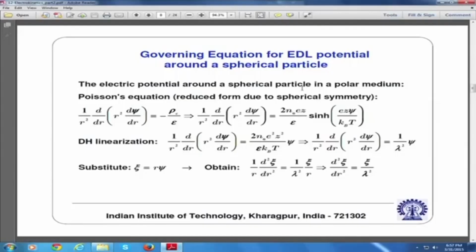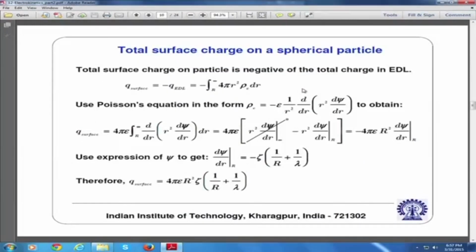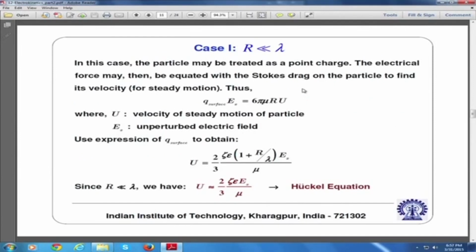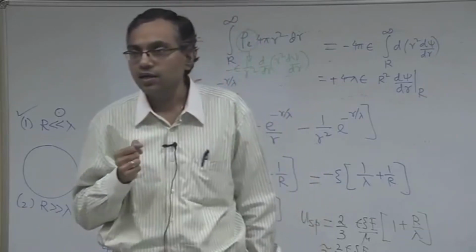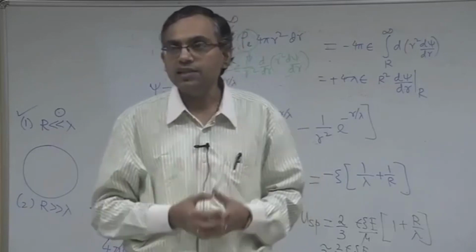So, let us summarize this discussion so far. We have found out the total surface charge on a spherical particle, and then case 1 when R is much less than lambda, which we considered today before we conclude. So we have got that the U sphere is 2/3 epsilon zeta Ex by mu, and this equation is very famous in the field of electrophoresis. This is known as the Huckel equation. But there is another very interesting case, when the electrical double layer is very thin as compared to the radius of the particle. What happens in that case, we will take up in the next lecture. Thank you very much.